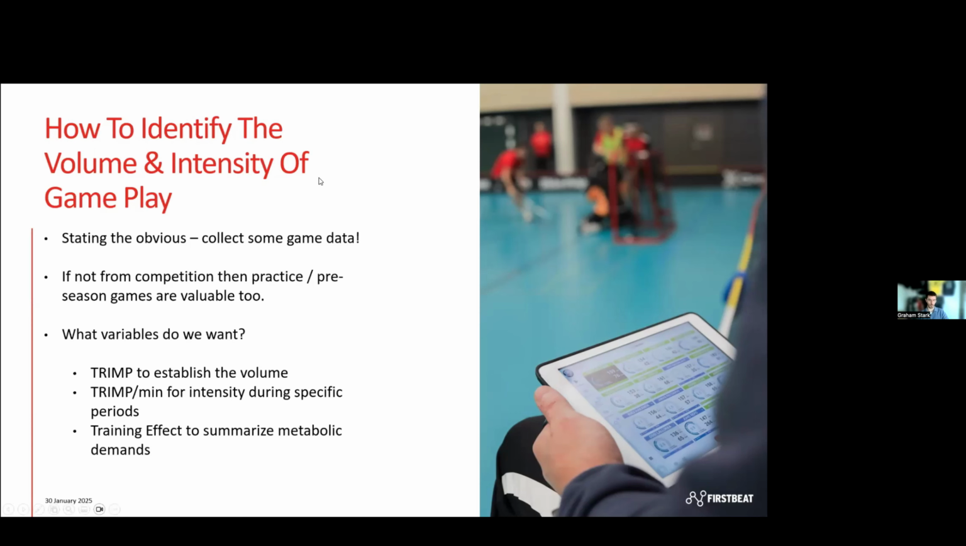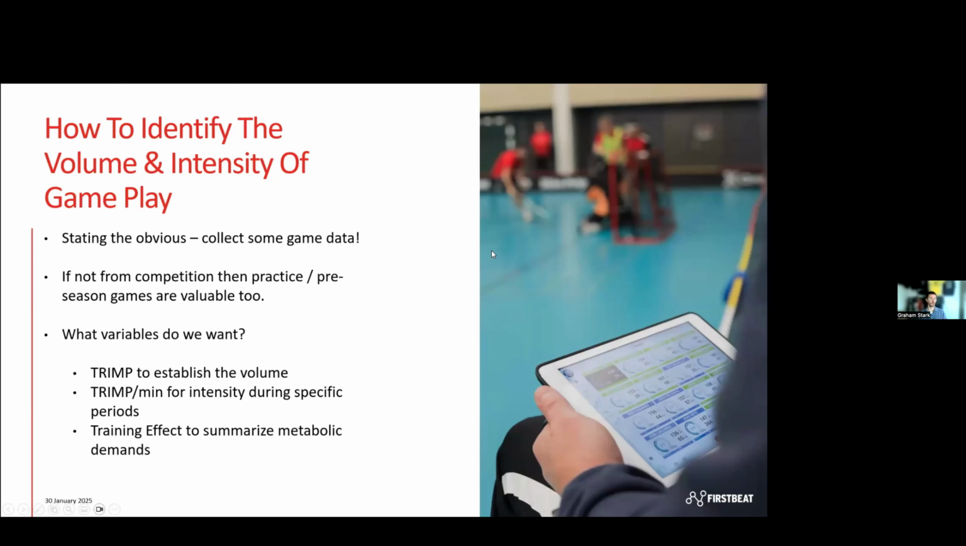So primarily TRIMP and TRIMP per minute. You'll be looking at TRIMP to establish the whole volume of the game, like what is the total training load that a game will place upon a player. And then we'll be looking at TRIMP per minute for the shorter periods within the whole. And then you also likely want to have a look at training effect.